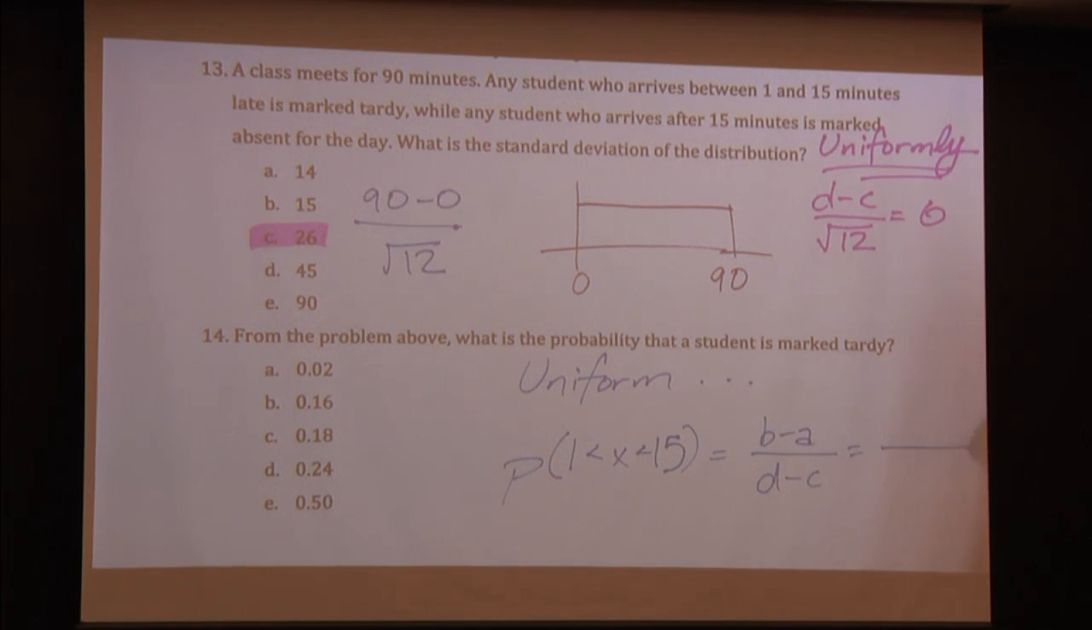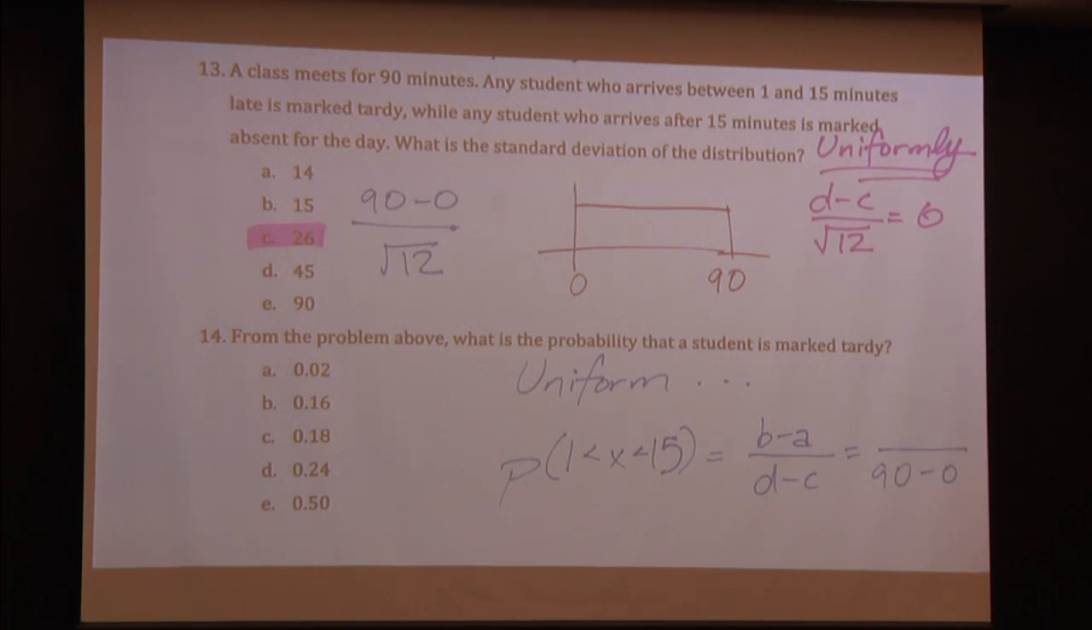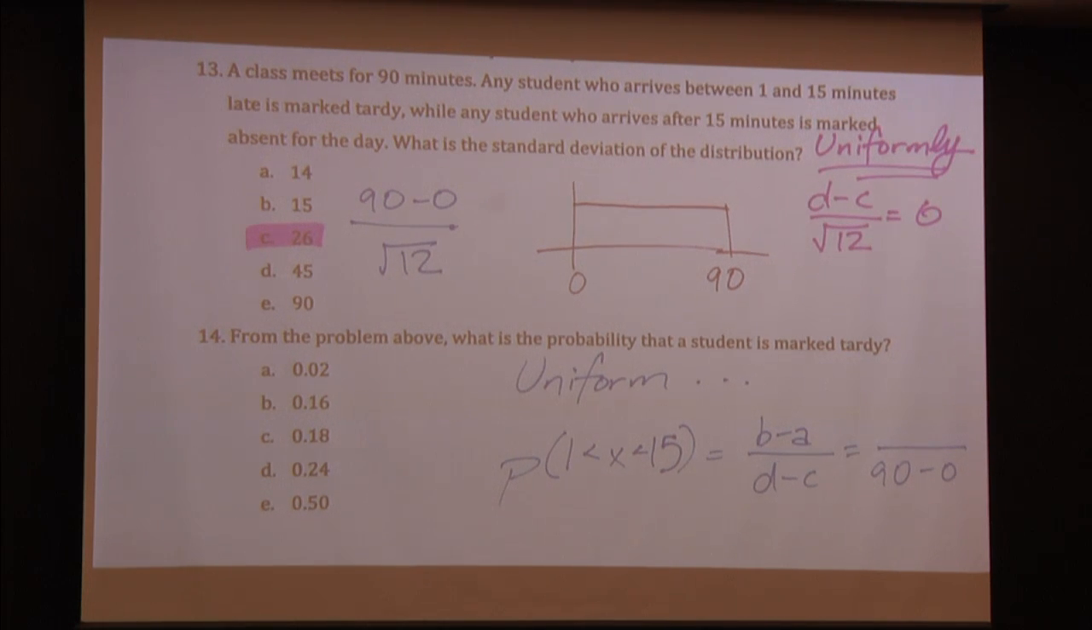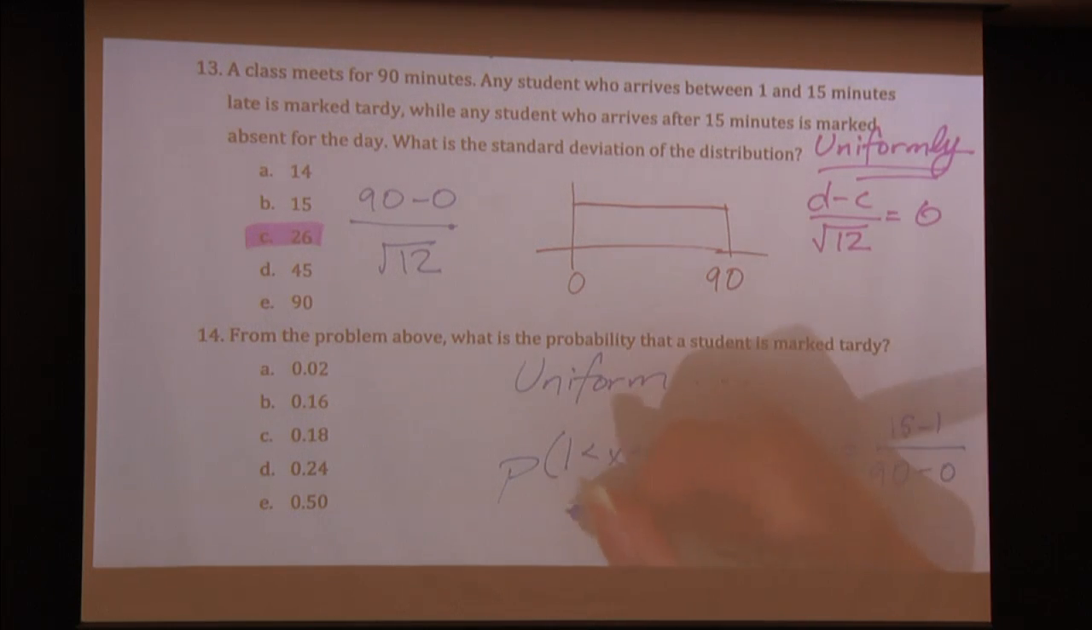So we already mentioned what D and C is. What's B and A, respectively? So what's B? So 15, then A is 1. So over here it's in the form of A, X, B.